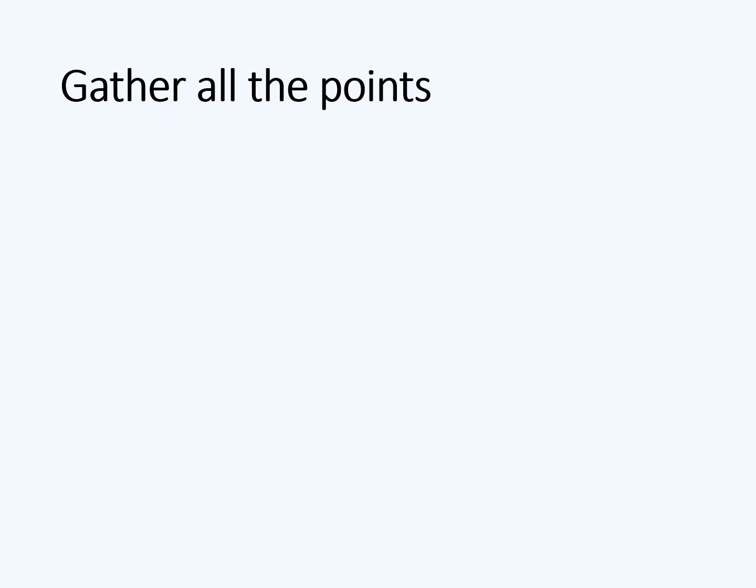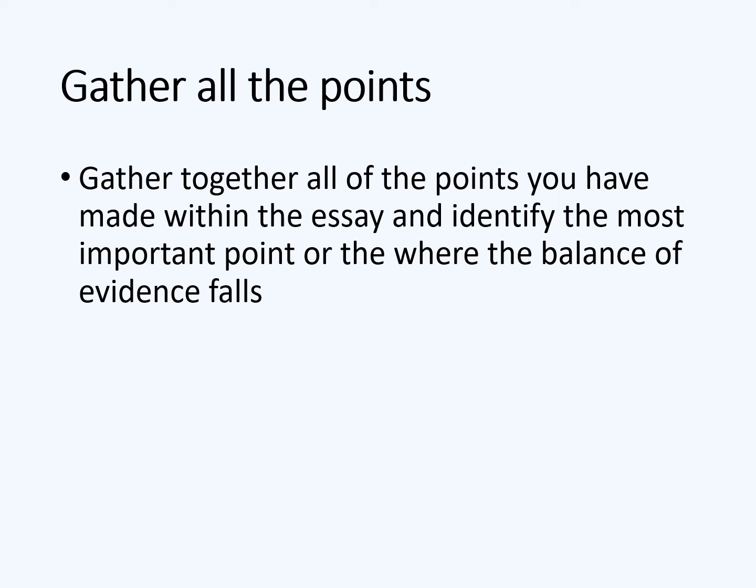The second thing to do when you're writing a conclusion is to gather all of the points that you've made within the essay. So bring together the points that you've made in your essay and then identify the most important point, or where the balance of evidence falls.